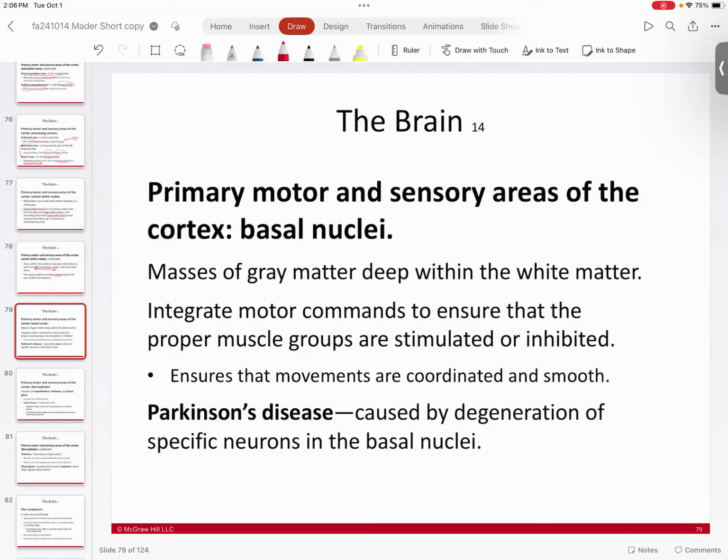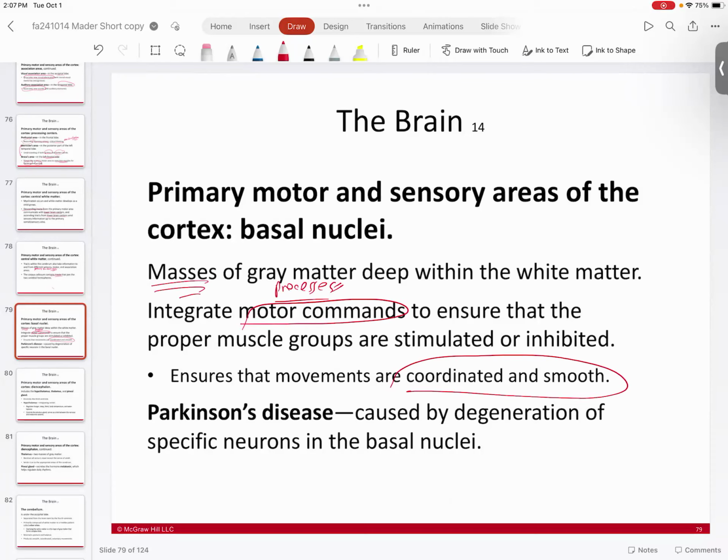Now, within your motor and sensory areas, you're essentially going to have a mass of gray matter called the basal nuclei. So the basal nuclei are essentially masses of gray matter, which is basically processing areas deep inside the white matter, and this basically will integrate your motor commands to ensure that the proper muscle groups are being stimulated or inhibited to make sure you get coordinated and smooth muscle contraction.